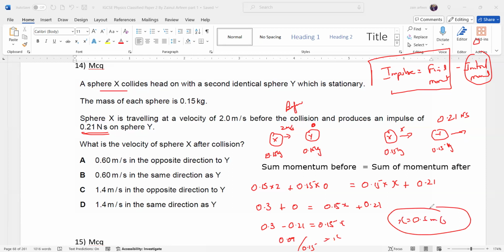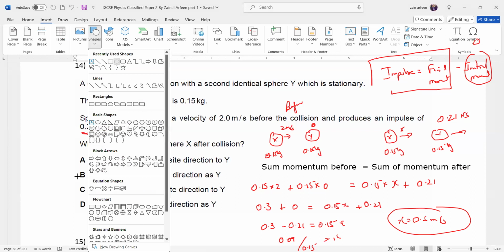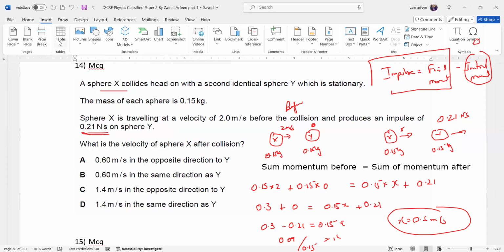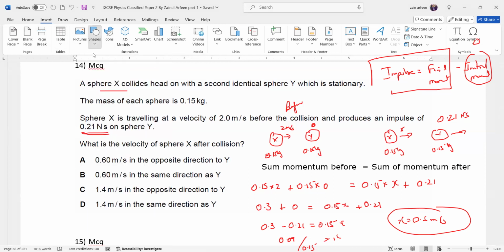And we are getting a positive value of X. So if we are getting a positive value of X, it means X is moving in the same direction as the original one. If it was in the opposite direction, then we would get a negative answer. So the correct answer for this one will be B, that X and Y are actually moving in the same direction. If we get a negative answer after solving this, then we'll say it will move in the opposite direction. Is it clear?